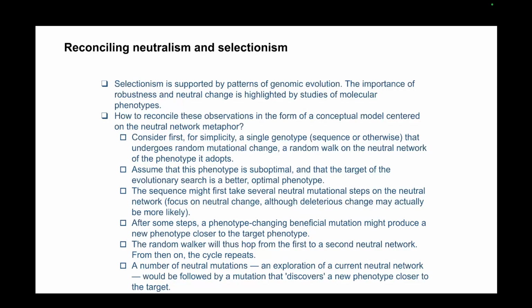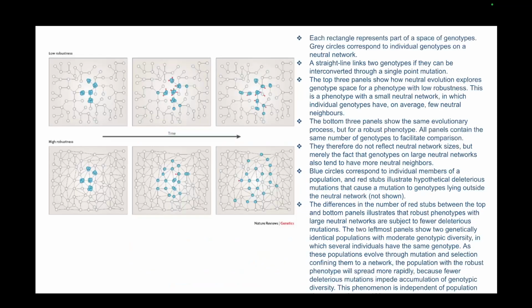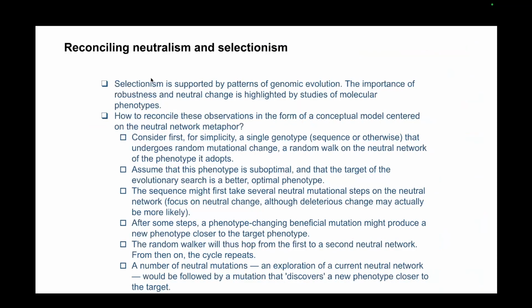Say, for example, for simplicity, you take a single genotype that undergoes random mutational change, which is basically a random walk of the neutral network. You take any of the genotypes and you randomly walk depending on how it is connected. Assume the phenotype is suboptimal and the target of the evolutionary search is a better and optimal phenotype. So the current neutral network you are in and the phenotype that it is spanning, assume it is a suboptimal phenotype, and you want to move to a better, more optimal phenotype.